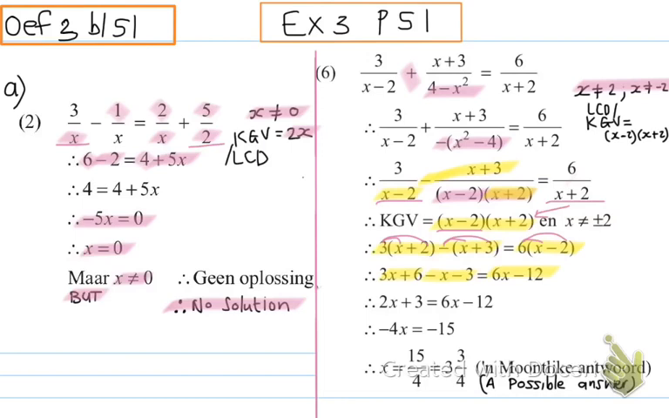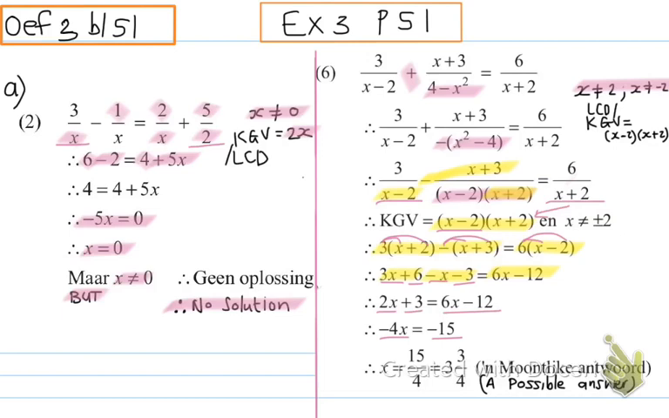Now I take all the x's. I first simplify a little bit. 3x minus x is 2x. 6 minus 3 is 3. And on the other side, just 6x minus 12. I take all the x's to the one side, I get negative 4x. And all the numbers to the other side, I get negative 15. So x is equal to 15 over 4.